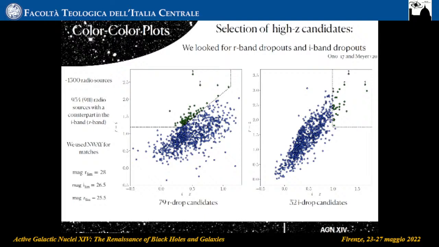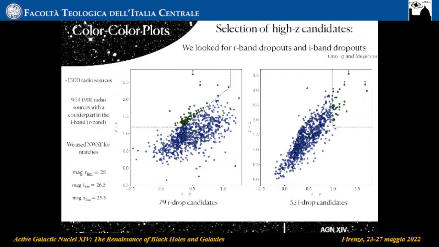In particular, here are presented on the left the color plot showing the two colors R minus I versus I minus Z. Each point is a radio source with a counterpart in the I band, and in green are highlighted those sources falling into the region for R band dropout, and so expected candidates at redshift around 4.5. In particular, we included also this dense and red region here that is usually populated by cold stars, since these contaminants are excluded thanks to our radio selection.